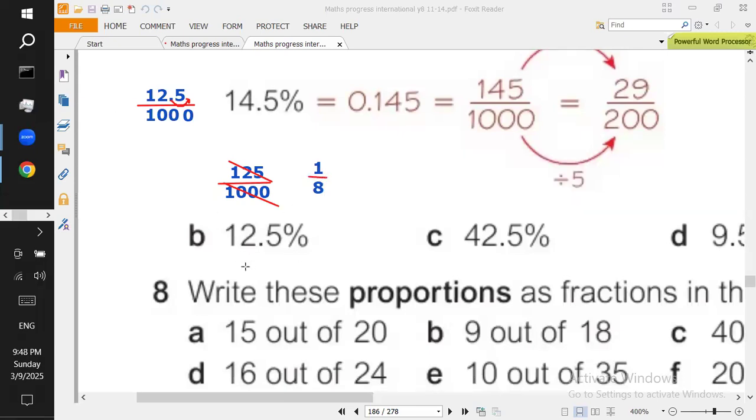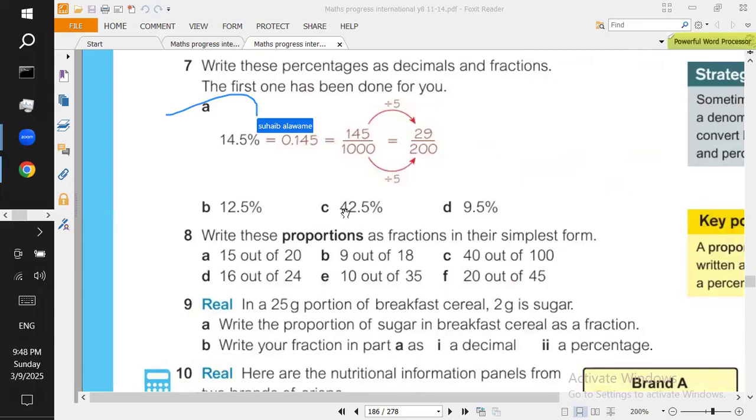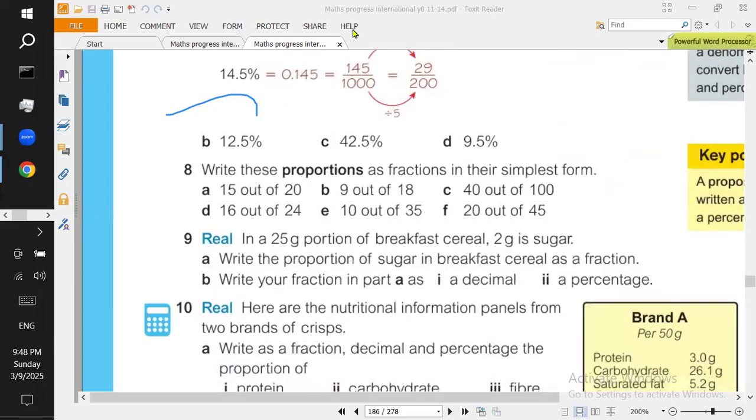So as we said, this is 12.5 over 100. Because I moved the decimal point here, I added a 0. So it's 125 over 1,000. When you simplify it, it's going to be 1 over 8. Same idea for all of them. You can use a calculator to check your answers and make sure that you got the right answer. Now, let's talk about question 8.